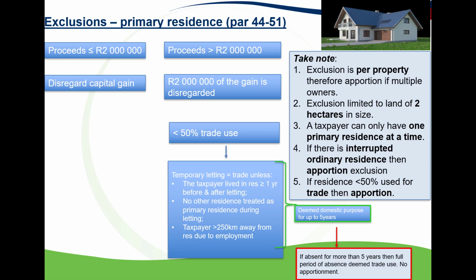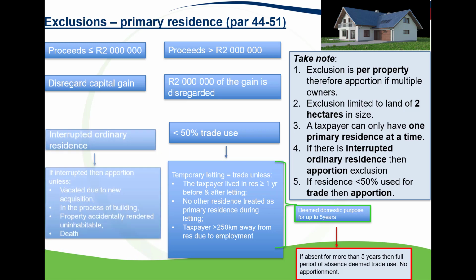Remember, the rule for a primary residence is that it must be mainly used for residential purposes, and mainly is more than 50%. So if you use your primary residence more than 50% for trade purposes, then it will automatically not qualify as a primary residence and therefore will not qualify for the exclusion.